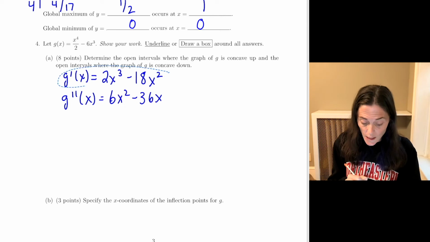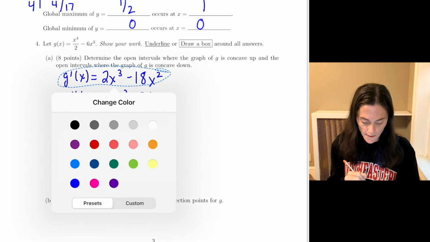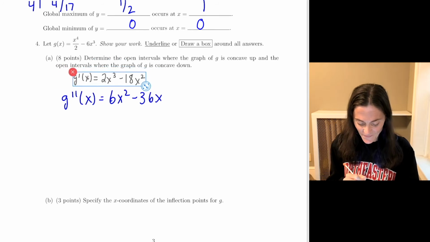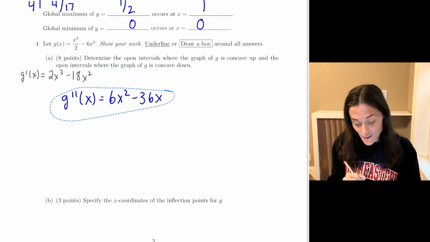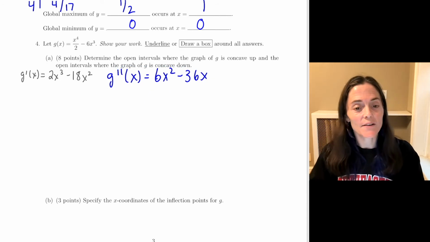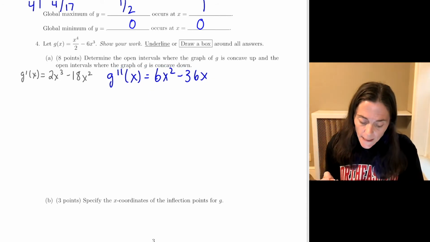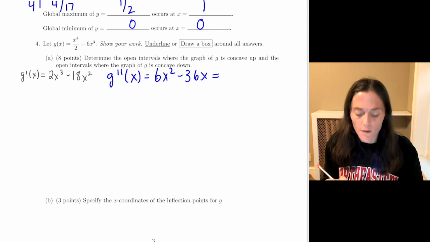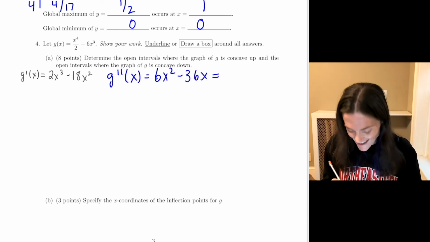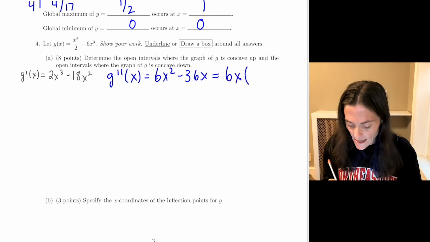Now, I'm going to change the color of this because we do not use it again. This was just a step in getting us to this, because concavity, as I said, is the second derivative. So the second derivative is 0. Well, let's factor. I can factor out what's common to both terms, which is 6 and x. We have 6x and x minus 6.